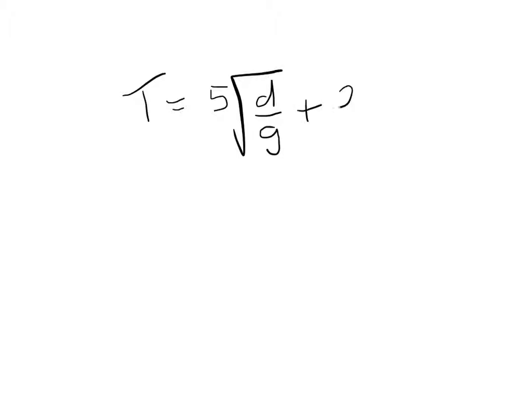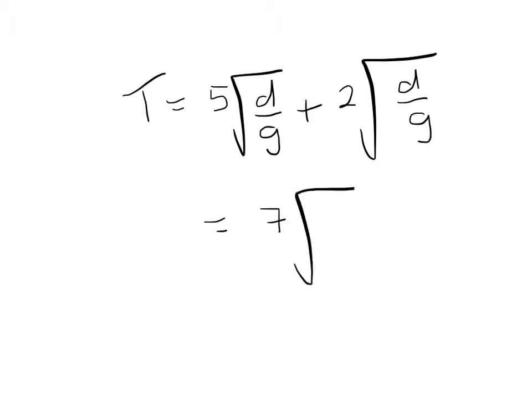So we need to work out total time, and the total time will be the time that it takes P to hit the floor, so that's our 5 root d over g, plus the time it takes for Q to go up and down, 2 root d over g. Add those together, we have 7 root d over g.